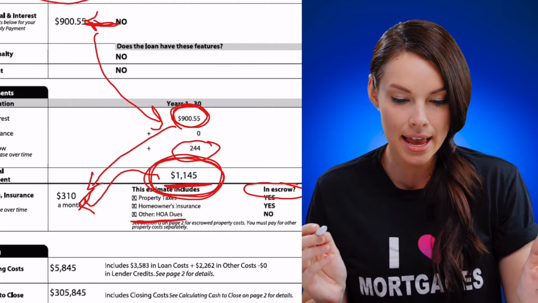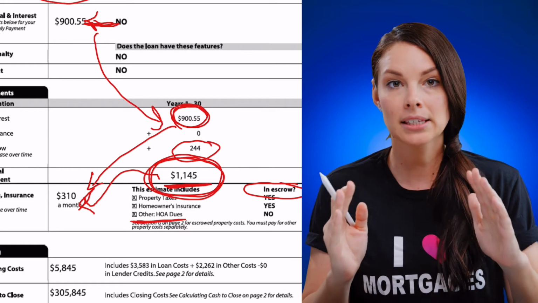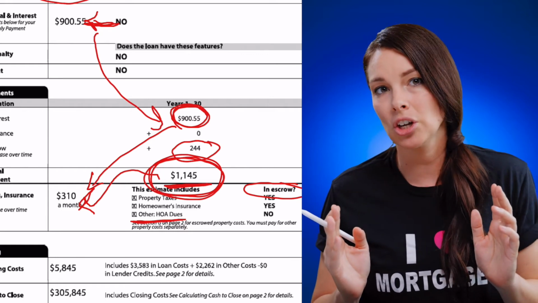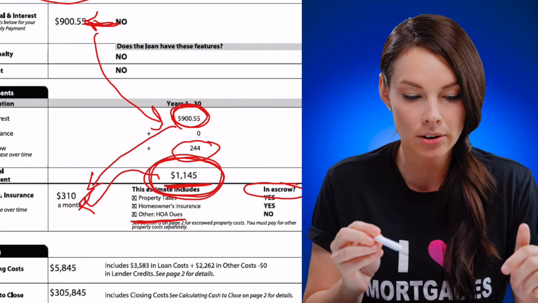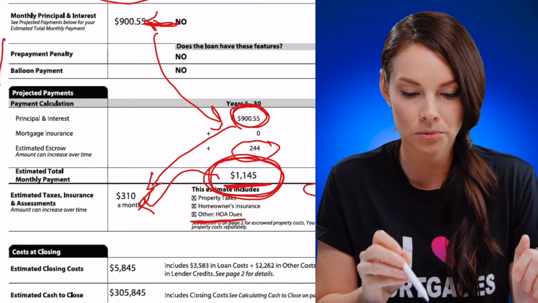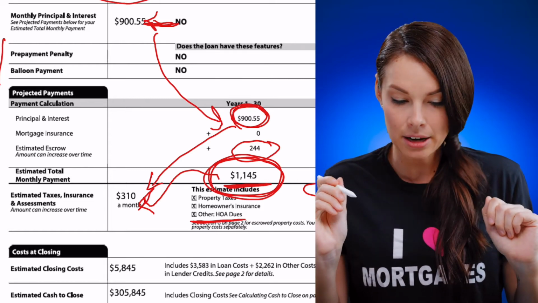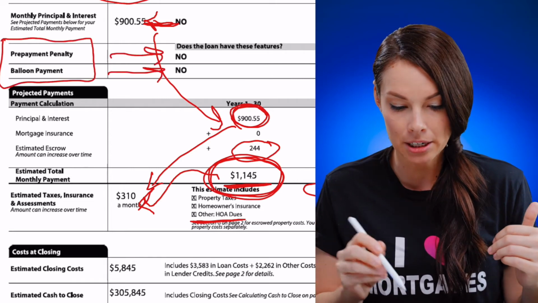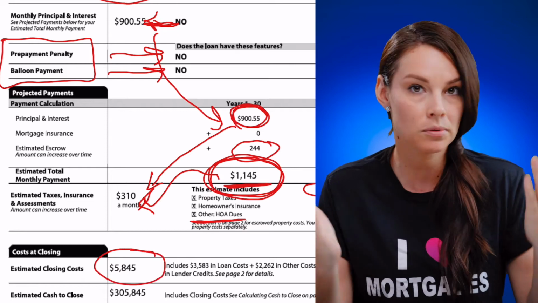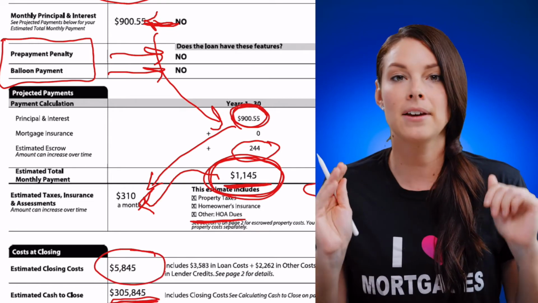Okay, so then we've got prepayment, balloon, all of that stuff. We don't really see that very much anymore in loans, but if you're concerned about it, it is right here. Okay, so we've got prepayment penalty, balloon penalty, no, and no. And then your total estimated closing costs. This loan happens to be $58.45 and the cash to close $305,845.